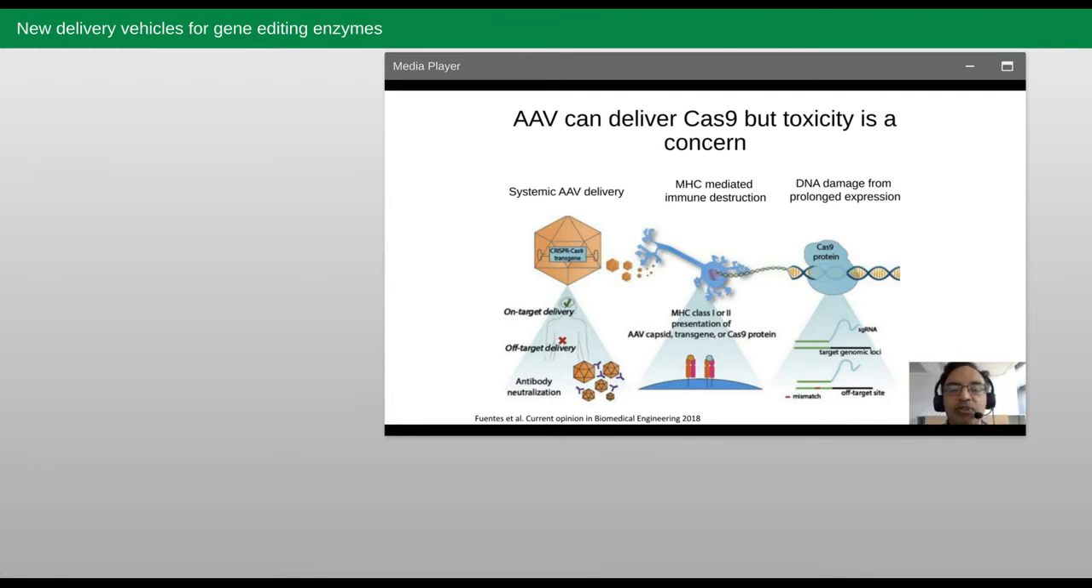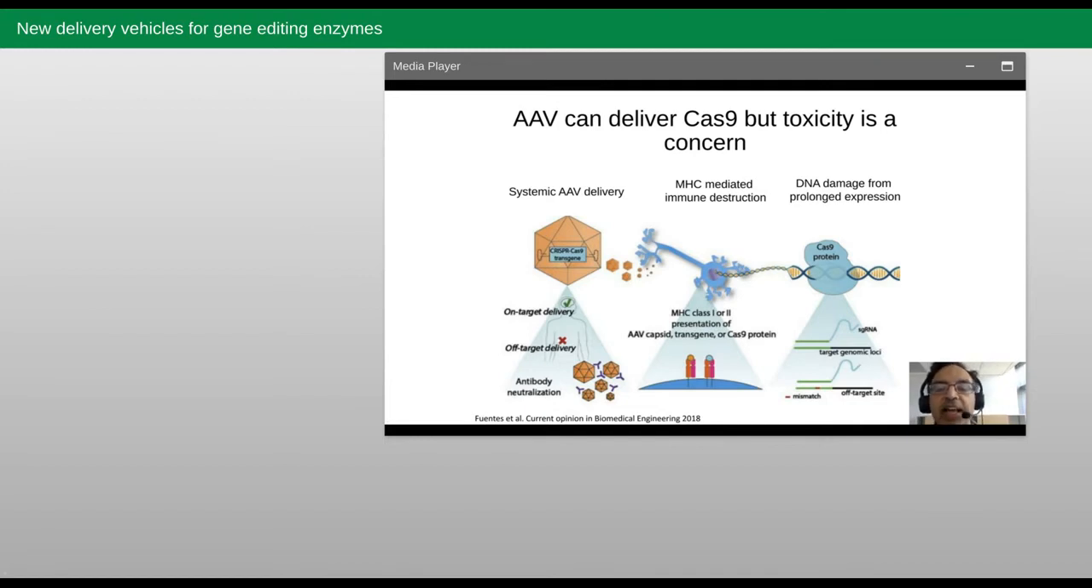Cas9 is a foreign protein, so if you constitutively express it in human cells, in patients, for long periods of time, it is very likely that you will get MHC-mediated immune destruction of your transfected cells, which will essentially prevent all the therapeutic benefits from being accrued.